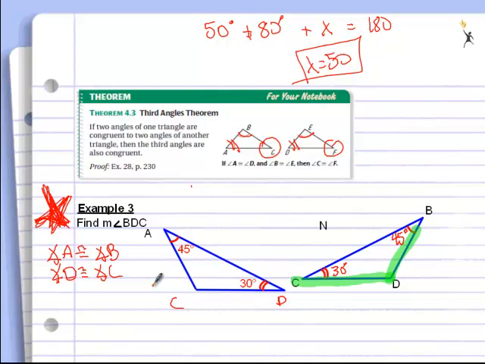Well, if angle A is congruent to angle B, and angle D is congruent to angle C, what does that tell you about this angle and this angle? Exactly. We can apply the third angle theorem to say that if two of the angles are congruent, the third angles have to be congruent. We can say that angle C is congruent to angle D. Now don't get those D's and C's confused here, because they're talking about two different triangles.